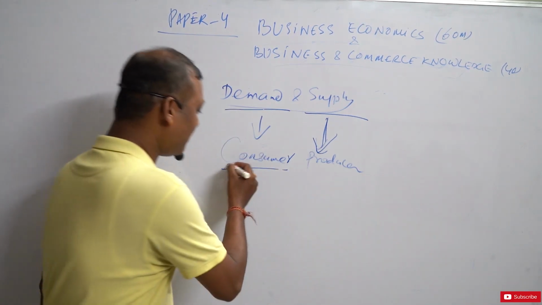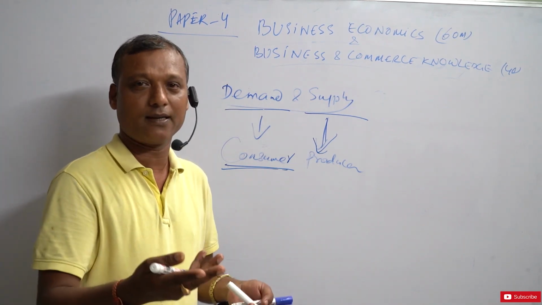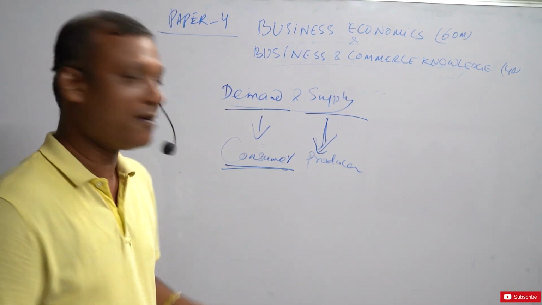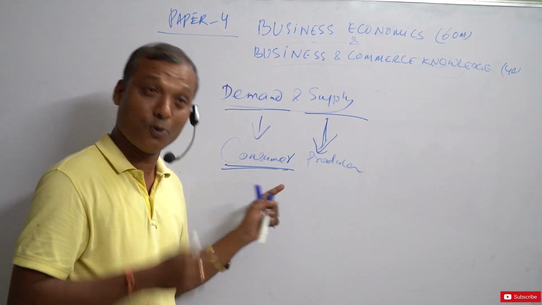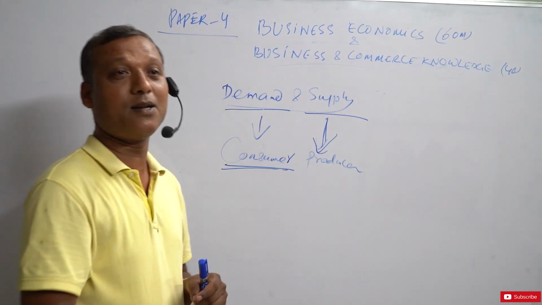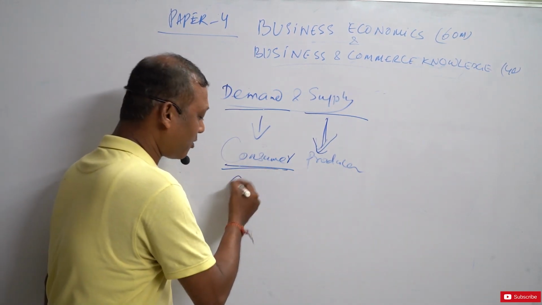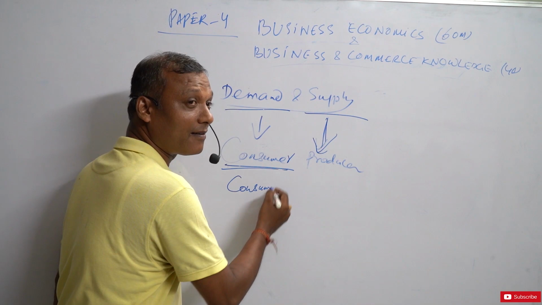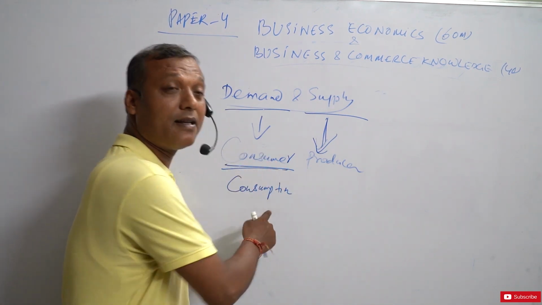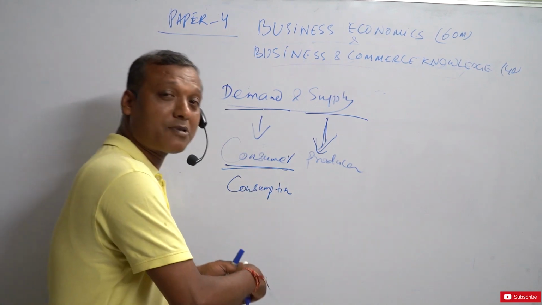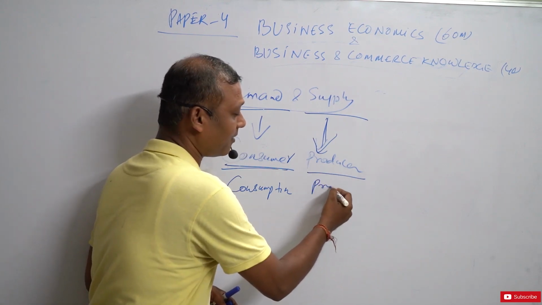Let me tell you, consumers are the persons who consume something. Let us be simple, don't worry. Consumers are the persons who consume, and producers are the persons who produce. Consumers consume something, and producers produce something. So the activity of the consumer is called consumption. The task performed by consumers is known as consumption, and the activity of producers is known as production.